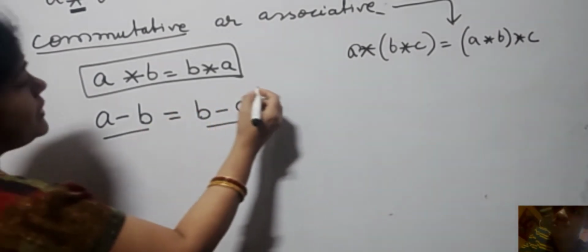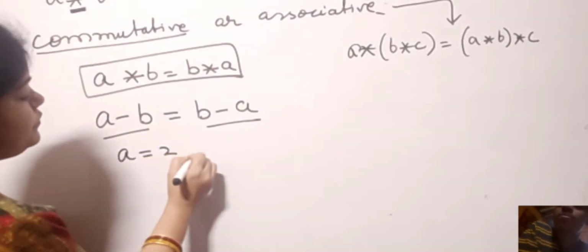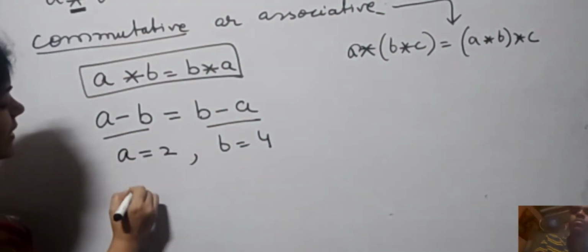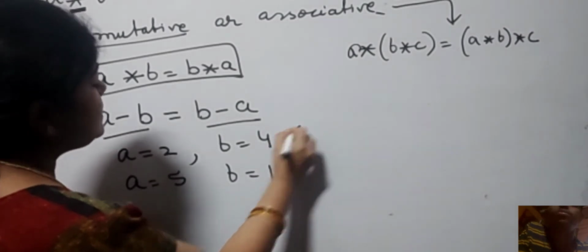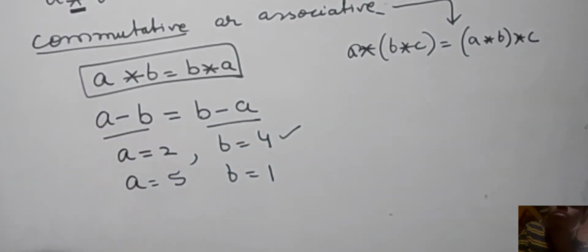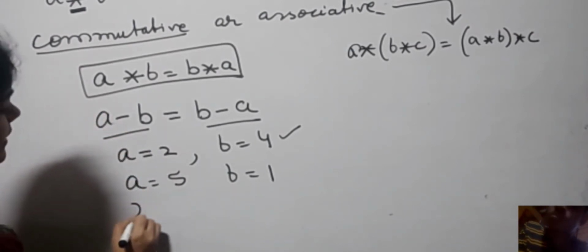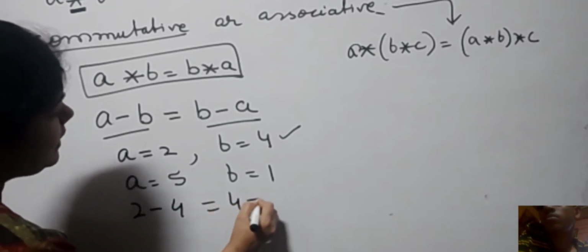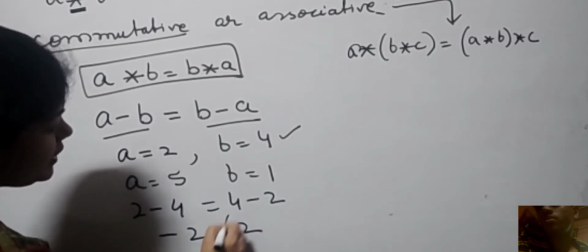Then we can take any arbitrary value of A, that means 2. For example, B is 4. Or we can take A is equal to 5 and B is equal to 1. In this case, I have taken A smaller and here I have taken A bigger digit. When we substitute different values, here we get 2 minus 4 and here we get 4 minus 2. It is minus 2 and it is 2. They are not equal to each other.